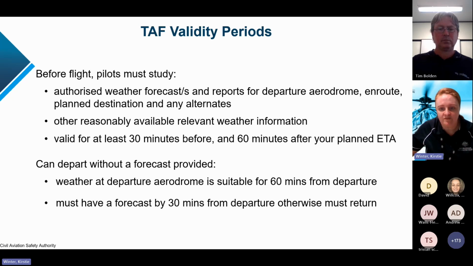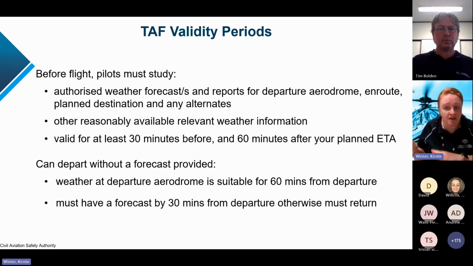Now, if your weather forecast is outside the validity period before a flight, you must obtain and review new information before commencing the flight. And you'll see in that slide there, it talks about the validity of being at least 30 minutes before and 60 minutes after your planned estimated time of arrival. Now, you must also provide a suitable alternate aerodrome when the arrival at the destination will be during the currency period of or up to 30 minutes before the forecast commencement of the meteorological conditions, falling below that VFR alternate minimas that we talked about in the previous slides.